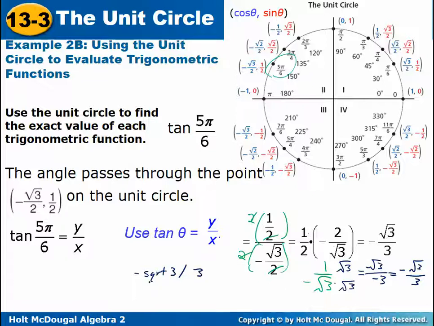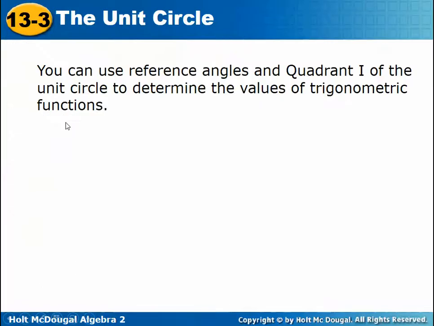And that is the tangent of 5 pi over 6. Now again, if you type that into your calculator, you're going to get a decimal version. That is not the exact value, which is what we're looking for in these problems. We're using the unit circle to find the exact values.